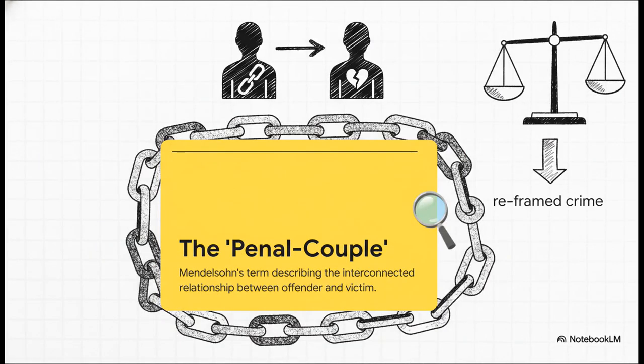This whole line of thinking led to another key idea: the penal couple. Mendelssohn came up with this term, and it's all about the deep connection between the offender and the victim. Instead of seeing them as two totally separate people, he saw them as two sides of the same coin, two parts of a single event. And here's why that's so important. It completely reframed the crime itself. It forced the justice system to actually look at the victim's role in their relationship to the person who committed the crime.